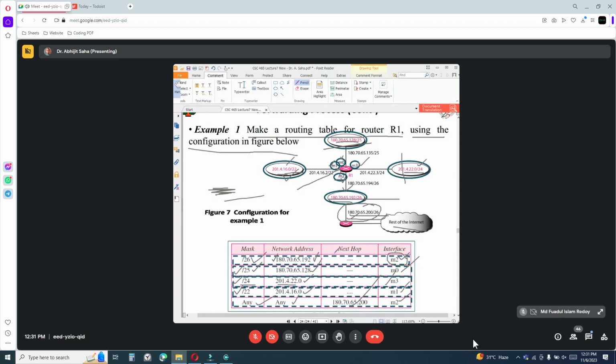Clear? Yes, sir. Clear, sir. So at home you have to practice. Take only this figure, and from this figure prepare the routing table for R1 by yourself, not by looking at this table information. Then check whether you have prepared it correctly or not.